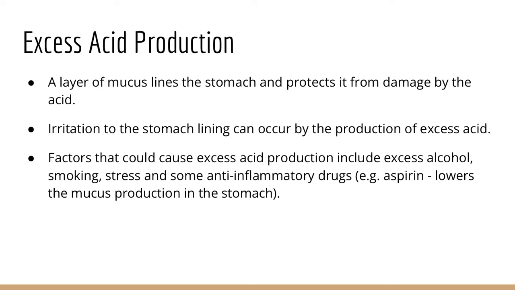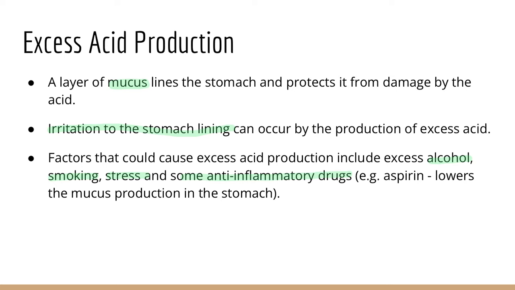Now, we can have issues that occur if we produce too much acid in the stomach. So, we do have a layer of mucus that lines the stomach and protects it from the damage from hydrochloric acid, because if we just had the acid, it would destroy our stomach. And so, we can have irritation to that stomach lining if we produce too much acid. And things that could contribute to producing too much acid are things like drinking too much alcohol, smoking, stress, as well as some anti-inflammatory drugs.